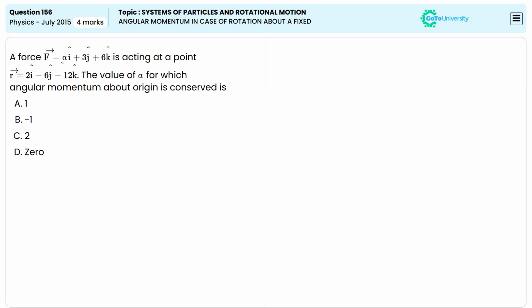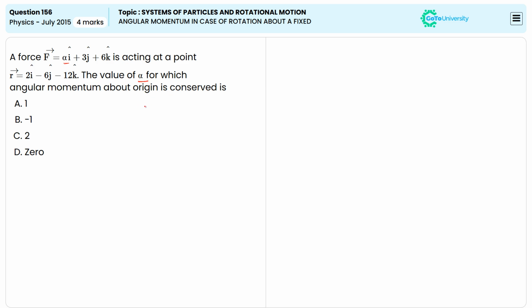A force F vector equal to alpha i cap plus 3j cap plus 6k cap is acting at a point. That means the vector question. The position vector of the point with respect to the origin, where F vector is acting, is R vector equal to 2i cap minus 6j cap minus 12k cap. The value of alpha for which angular momentum about the origin is conserved, we need to find here. Okay, alpha value we need to find here.